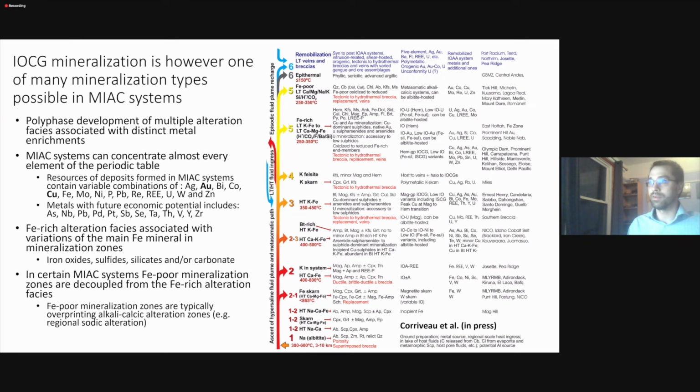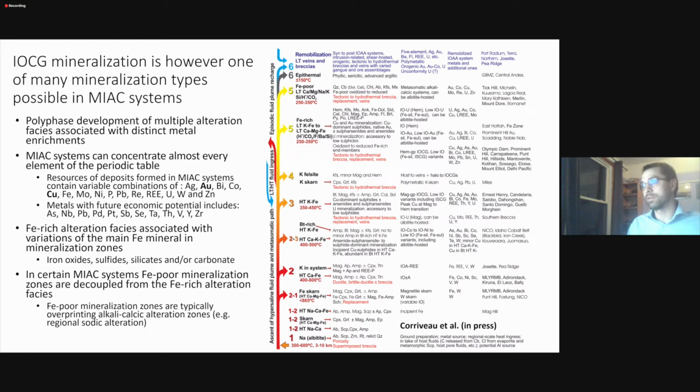Something else as well that is important is that very often iron-rich alteration facies will be associated with mineralization in many of these systems, but the expression in the rock of that iron-rich alteration can be quite variable. And the variability of the expression of iron-rich alteration may also have contributed to some of the difficulties of recognizing the affinity between certain mineralization styles that are formed within these systems.